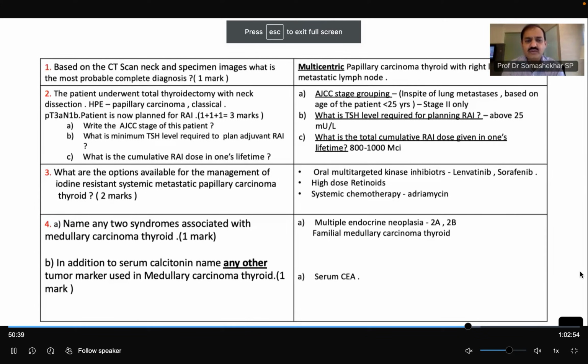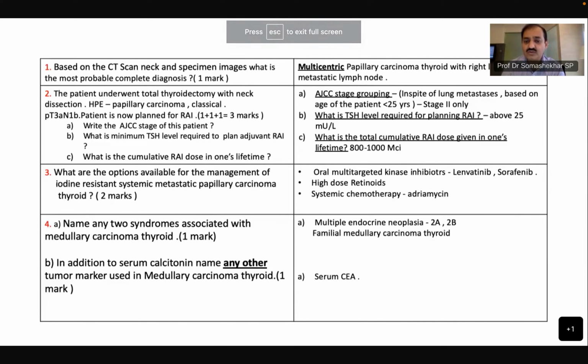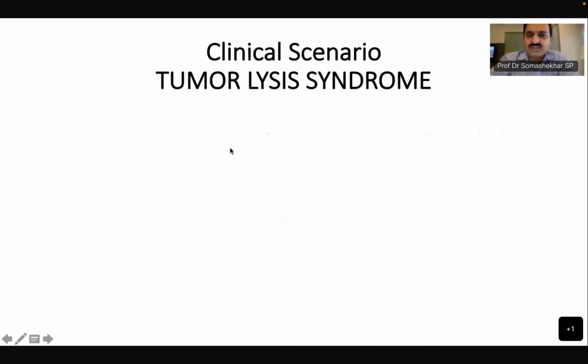Name any two syndromes with MTC: MEN2A, 2B, Sipple's, and familial medullary carcinoma. In addition to calcitonin, serum CEA is in very high thousands. Remember, CEA is raised in colorectal cancer, medullary CA thyroid, also in lung cancers. These are the three tumors which you must learn.